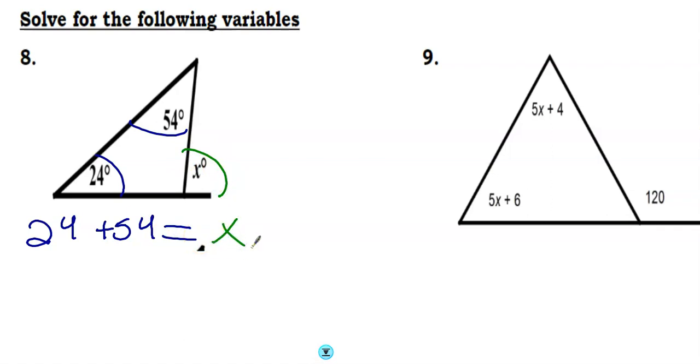So I'm going to just add them together. 24 plus 54. Oh my goodness, we can do it. We can add 78 degrees. So 78 degrees equals X. Okay? Now let's do it again.